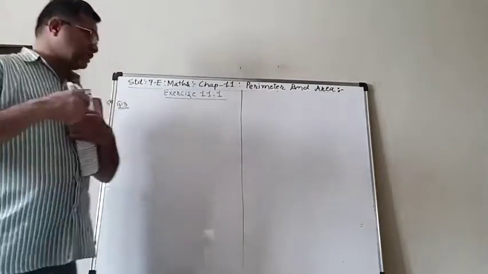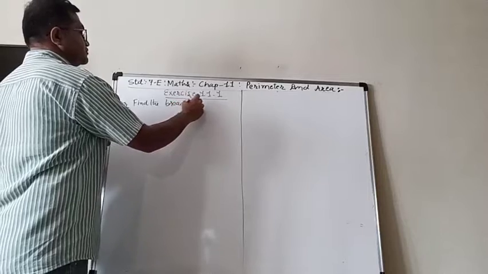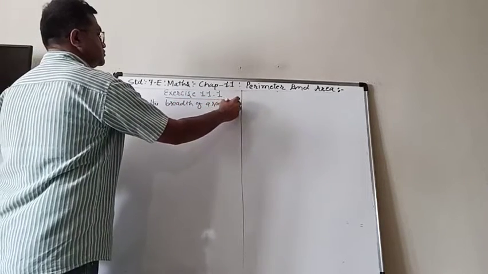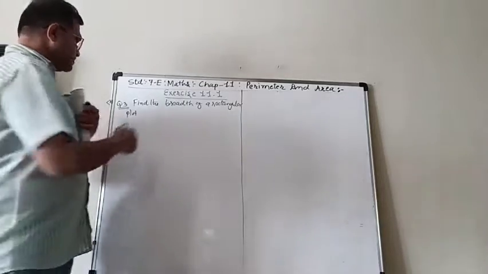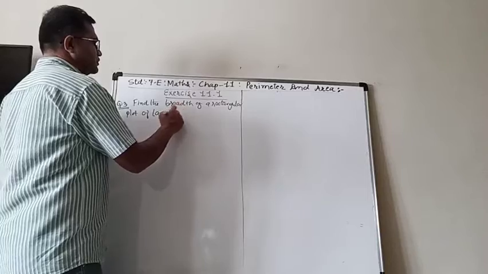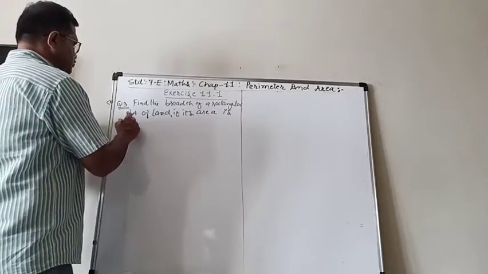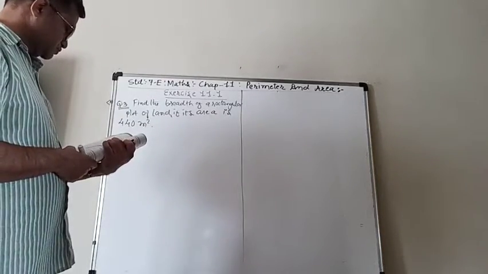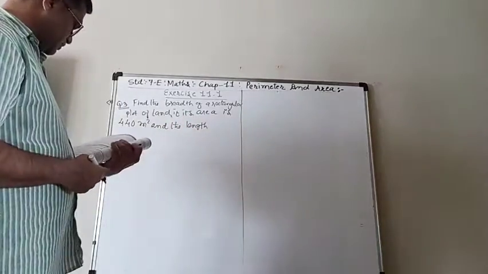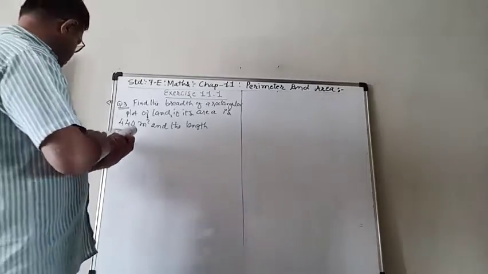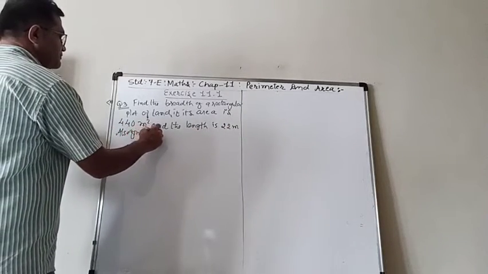Find the breadth of a rectangular plot of land, if its area is 440 meters square and the length is 22 meter. Also find the perimeter.